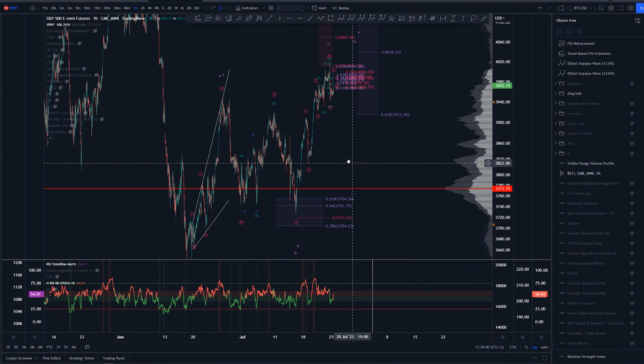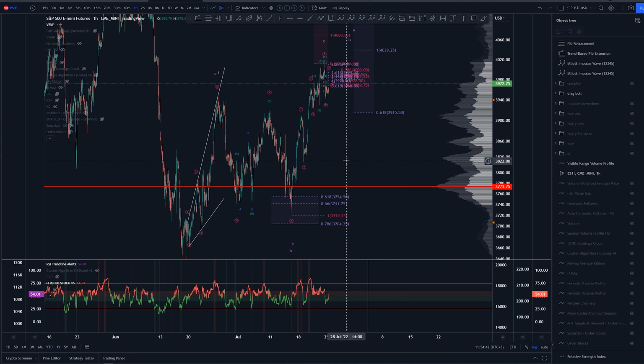So downside is my outlook for the next larger structure.